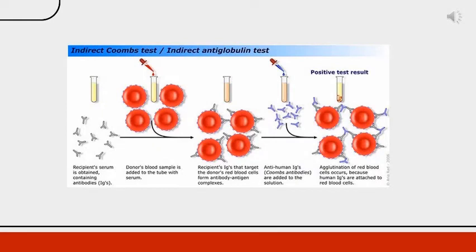The indirect test checks for unattached antibodies that are floating in the bloodstream. In this test, the sensitization of red blood cells with incomplete antibodies takes place in vitro. The patient's serum is mixed with normal red cells and antiserum to human immunoglobulin is added. Agglutination occurs if antibodies are present in the patient's serum.